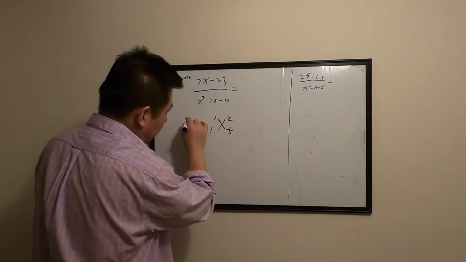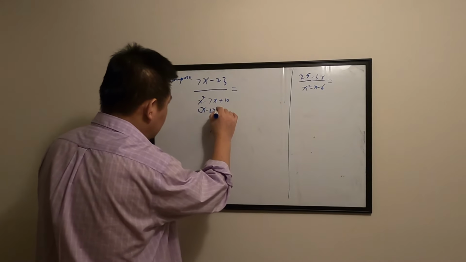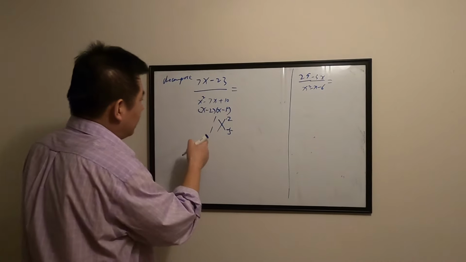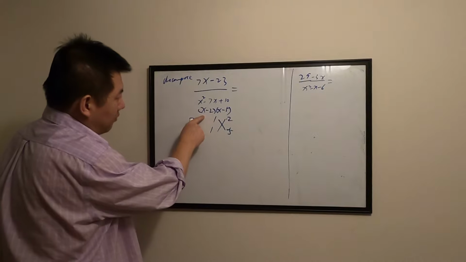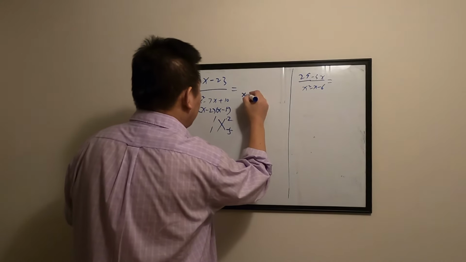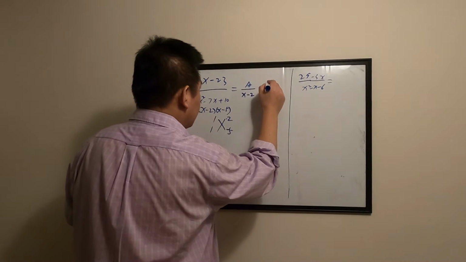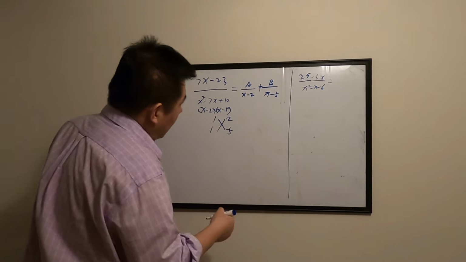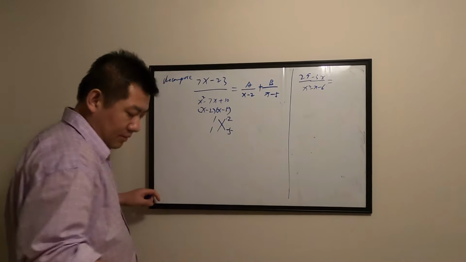So here it should factor as x minus 2, x minus 5. Okay. And this part we factor in this form, so we write it. Now we decide what value A is, and what value B is.